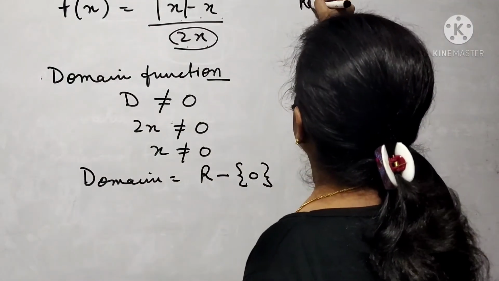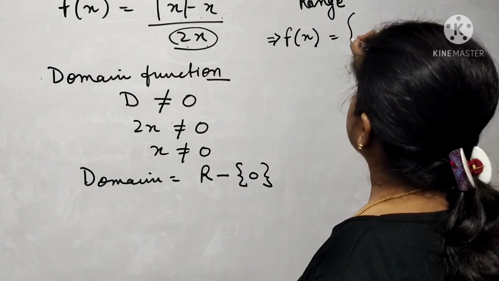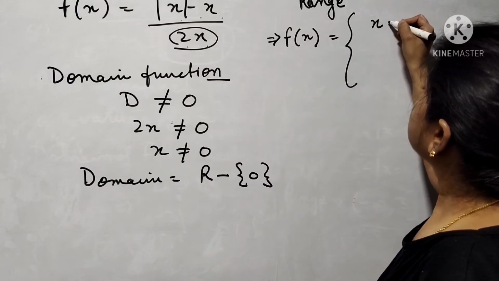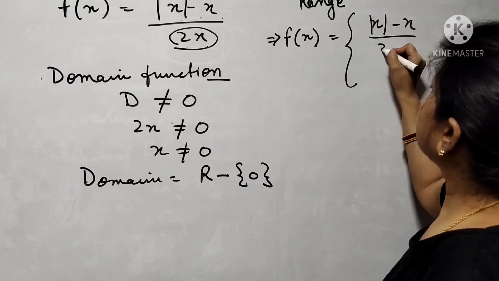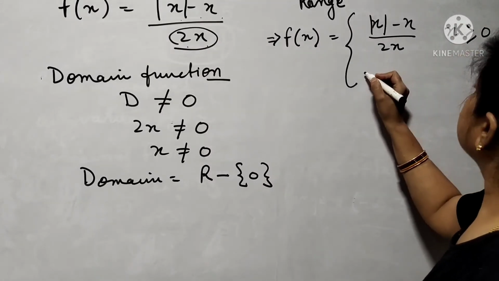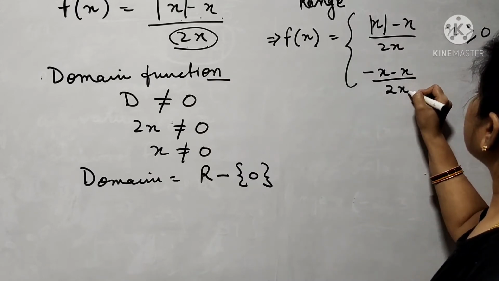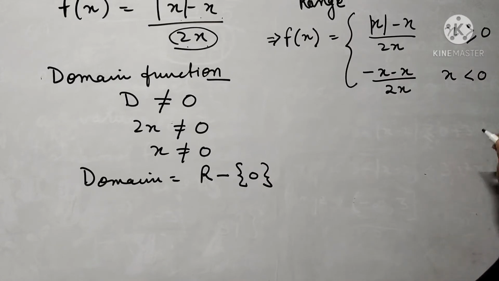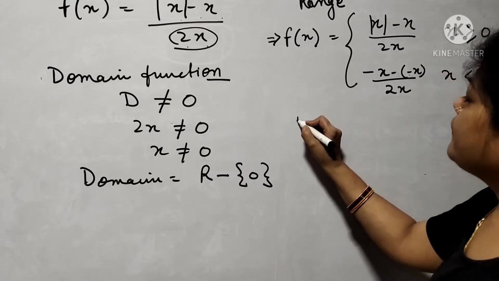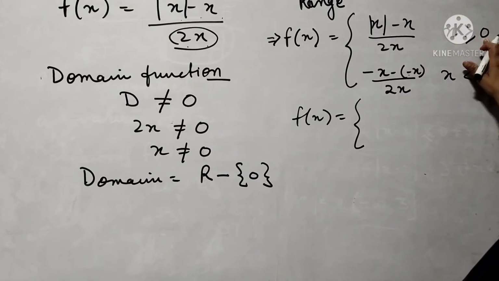Now we have to find the range. So for the range, f(x) is equal to mod of x minus x over 2x when x is greater than or equal to 0, and minus x minus x over 2x when x is less than 0. So its value is minus x. So when we solve it, what do we get?